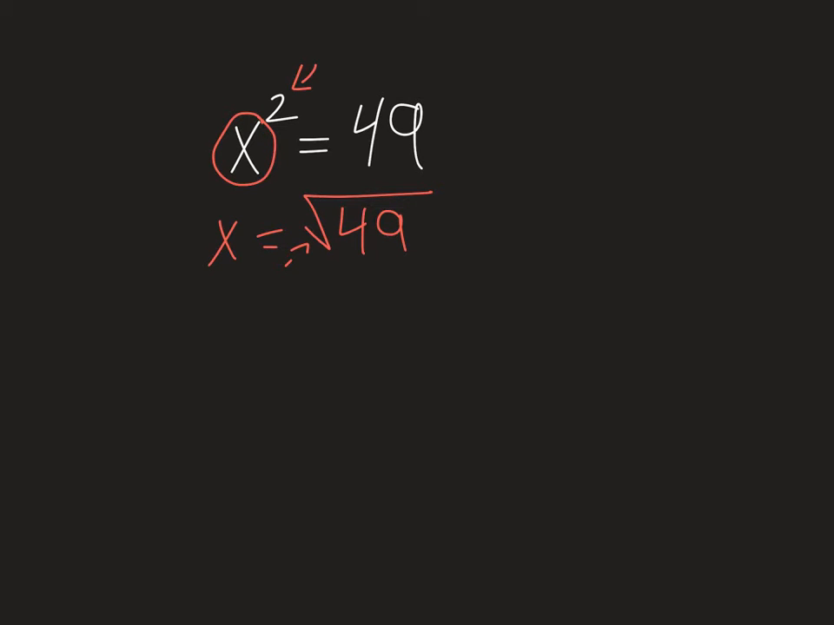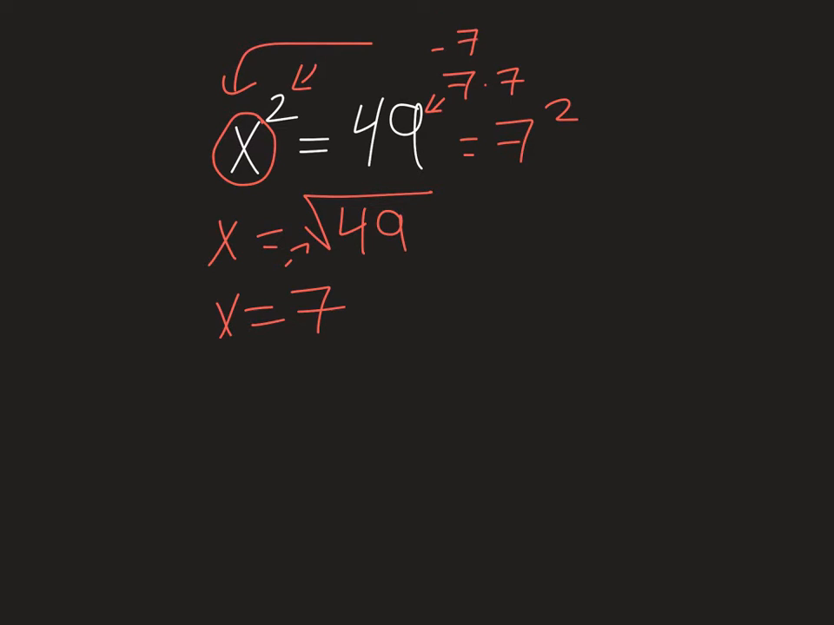Now, we might be able to think about this one because we know 49 is a perfect square. We know that 7 times 7 equals 49. So then it would stand to reason that 7 squared is equal to 49. So x could be 7. But the question here is, is that the only number that I take times itself to make a positive 49? And the answer to that question is no.